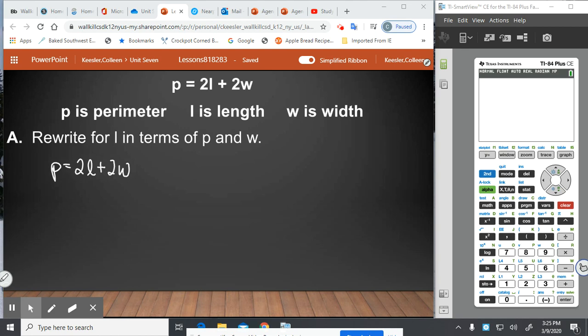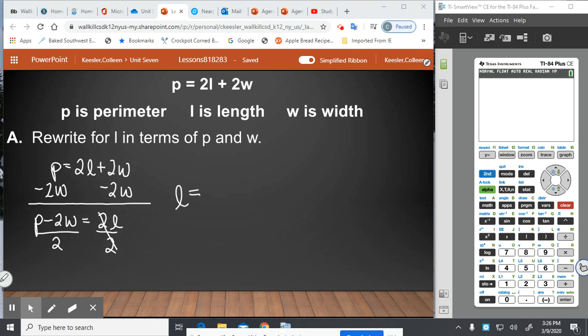We could do this in a couple different ways. I'm going to take an easier route and subtract 2W from both sides. That will get the 2L by itself. So I have P minus 2W equals 2L. Then since 2 and L are being multiplied, I can do the inverse, which is to divide by 2, which will get the L by itself, leaving me with L equals P minus 2W all over 2 as my answer.